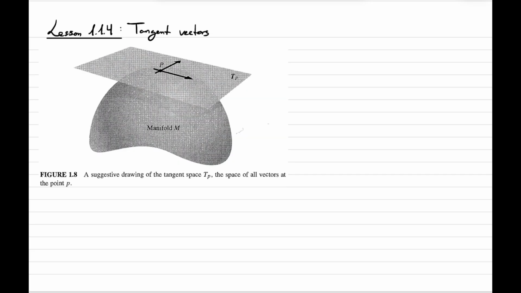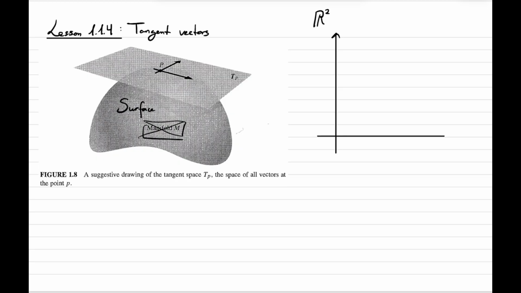So let me start by showing you this image. This image is from Carroll's book of Introduction to Spacetime, and here you see a manifold, but you can just think of this as a surface because we haven't seen manifolds yet. We are going to see them in another lesson. Now I want to bring here our friend R2, which is the usual coordinate system, x and y, in flat space.